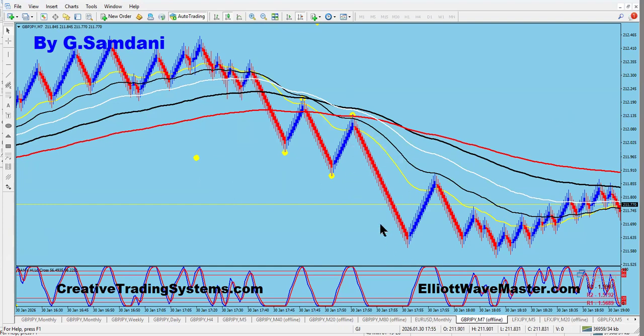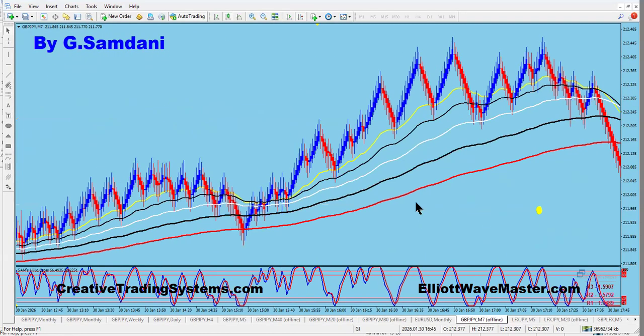So for short, the third condition is that this high must be lower than this high. And for the long, this low must be higher than this low, which is not the case here, right? Now you have a low here and then even this one. So this one, yellow is below the black, so no long entry.